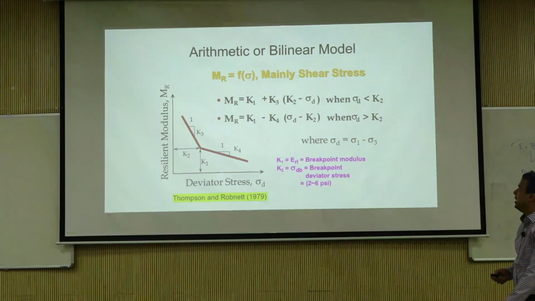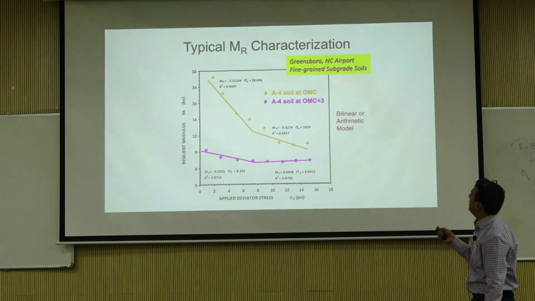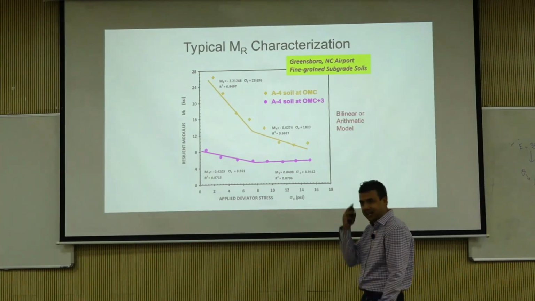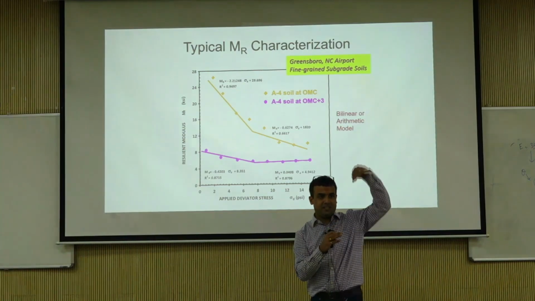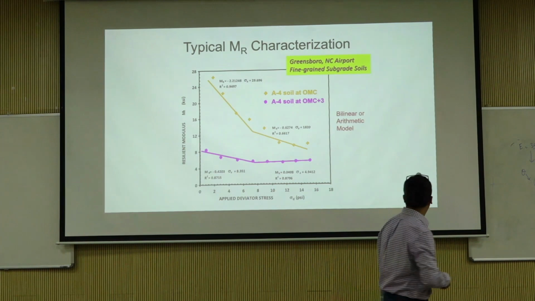It's just in subgrade soils they use. Okay, so this is again a couple of North Carolina airport tests. You can actually fit bilinear models. How do you fit the bilinear models? You just do it by eyeballing. You just see these are linear, you just see these are linear. There's no defined break.